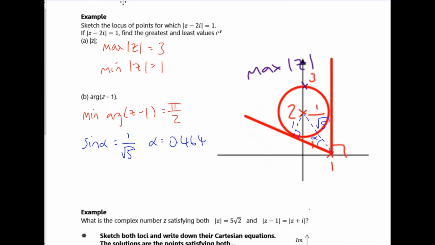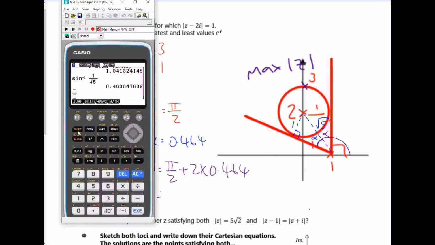To work out this entire angle in here, then I've got 2 lots of alpha. This is symmetrical, so this one is also alpha. So the maximum value of argument z minus 1 is pi over 2 plus 2 times 0.464, which is 2.50.